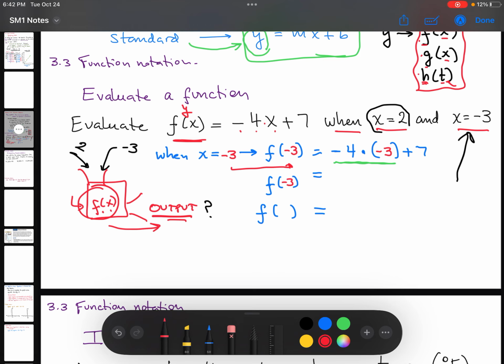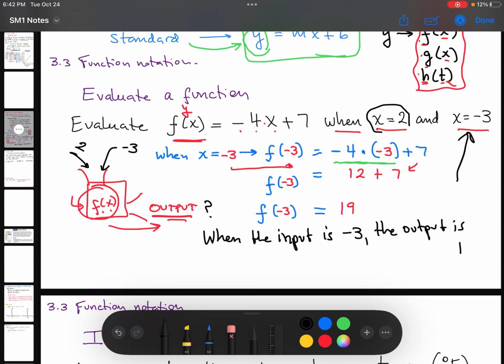So when the input is negative 3, this is what happens. Again, we do the multiplication first. Negative 4 times negative 3 is 12, plus this 7 coming from here, remember? And then 12 plus 7 is 19. So I want to write this for you because I want you to understand it very clearly. When the input is negative 3, the output is 19. Okay, hope it works.